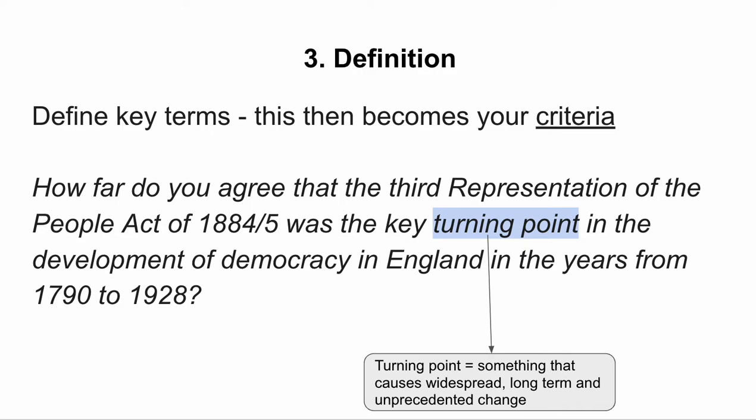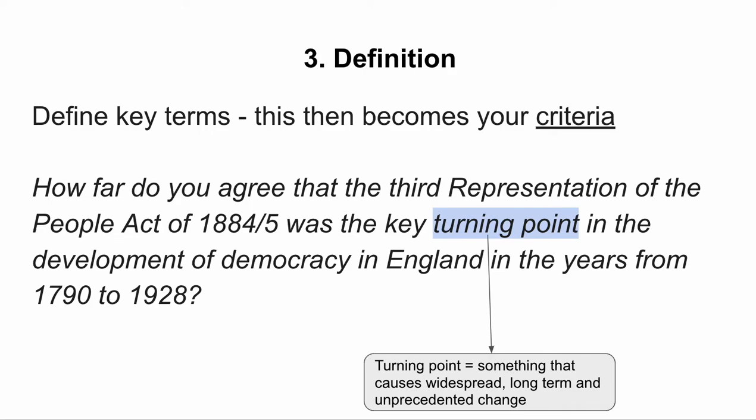So let's have a look at a question to make it easier to understand. So here's a question. How far do you agree that the third representation of the People Act of 1884 to 85 was the key turning point in the development of democracy in England in the years from 1790 to 1928? So the key terms, the thing that you're really assessing here is the extent to which the third representation of the People Act was a key turning point. So turning point is the key term that you're going to need to define.